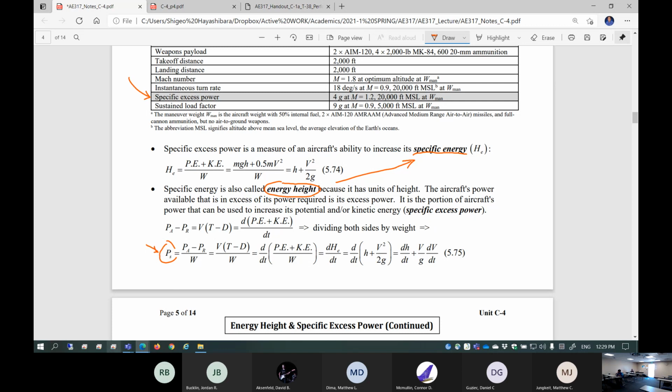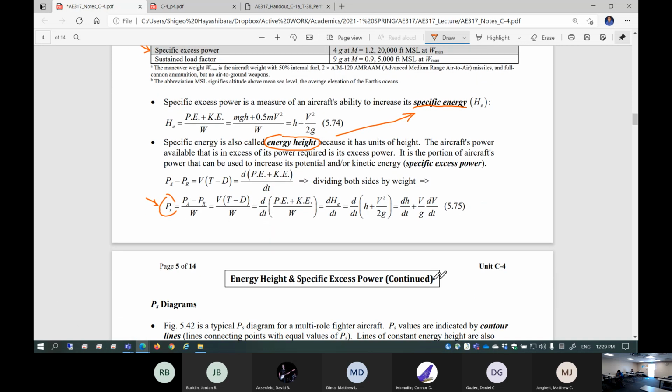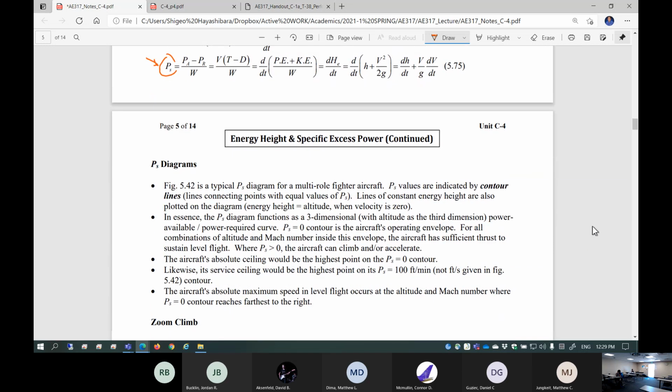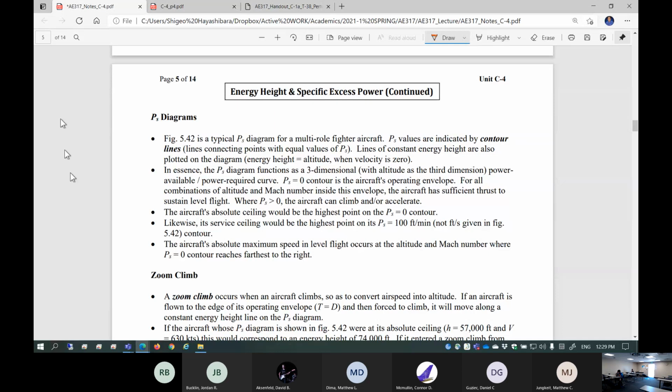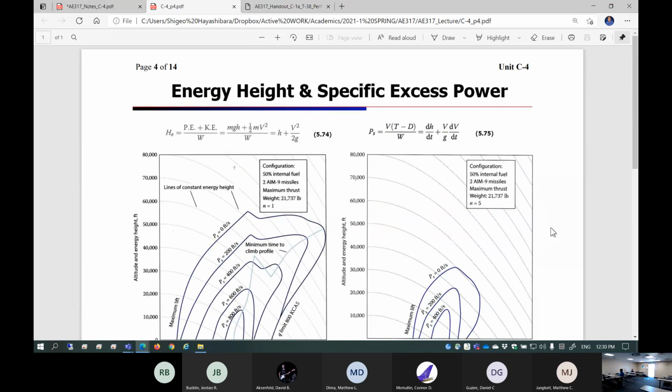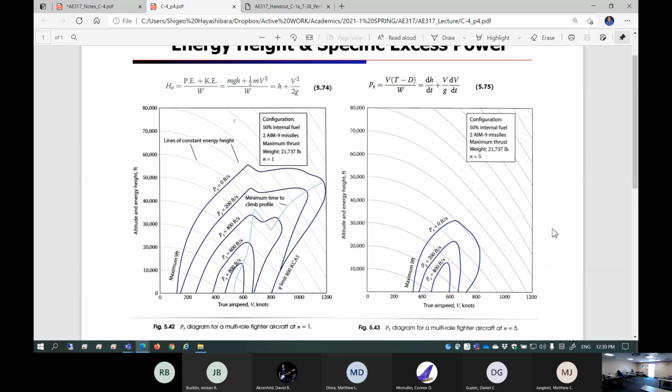Often we talk about the P_S diagram. On the next page we are going to look at the P_S diagram, which tells you how much specific excess power you have. I'm going to open up another file. This is the P_S diagram, page 4. Interesting plots here: you have 1 and 2, figure 5.42. This is a P_S diagram for a multi-role fighter aircraft at load factor equal to 1.